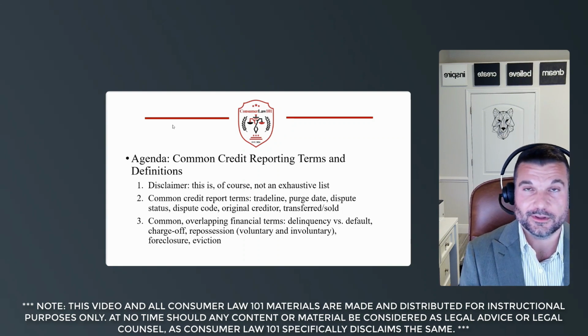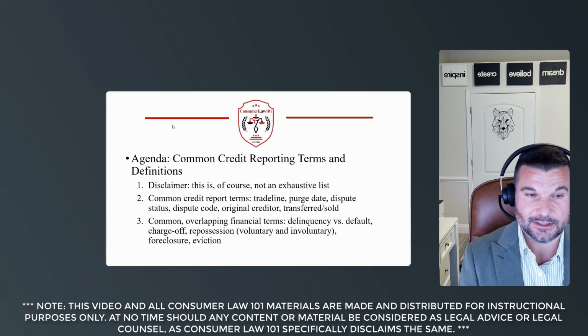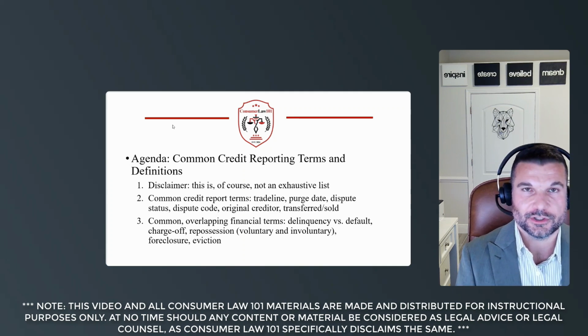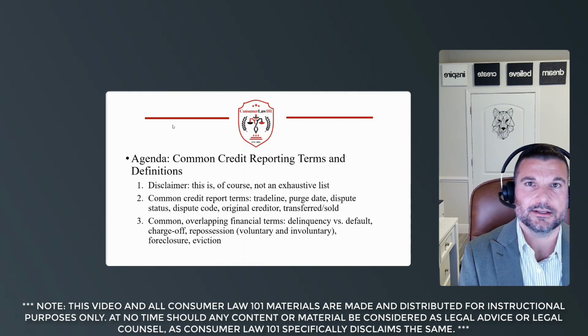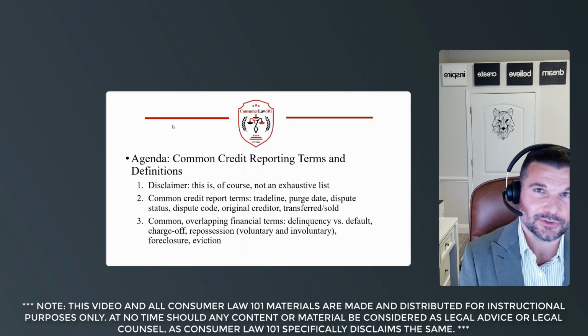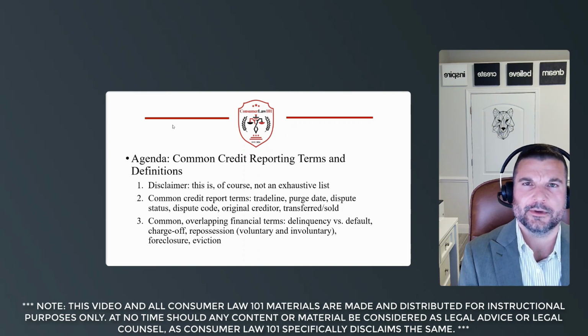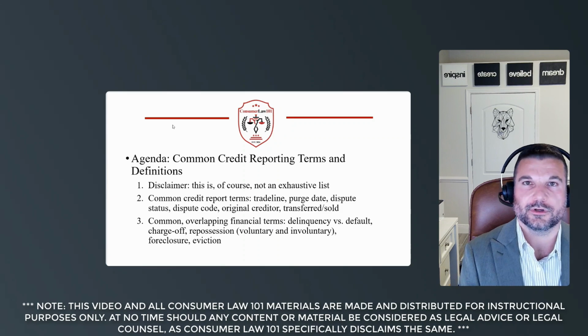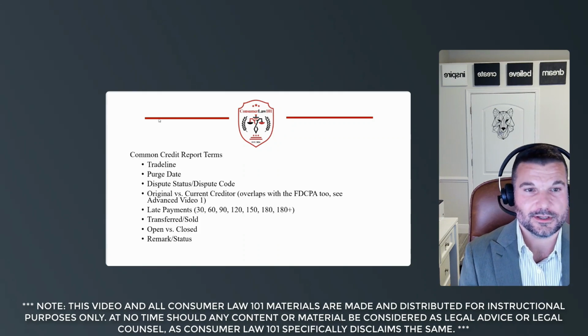Quick disclaimer, this is of course not an exhaustive list. It's just the most salient ones, the most pertinent ones we think that consumers should know as they begin their journey into learning about the space. We're going to talk about common credit reporting terms like trade line, purge date, dispute status, dispute code, original creditor, transferred, sold, and then common overlapping financial terms like delinquency versus default, charge off, repossession, foreclosure, and eviction. This is a little bit longer, so let's get right in.